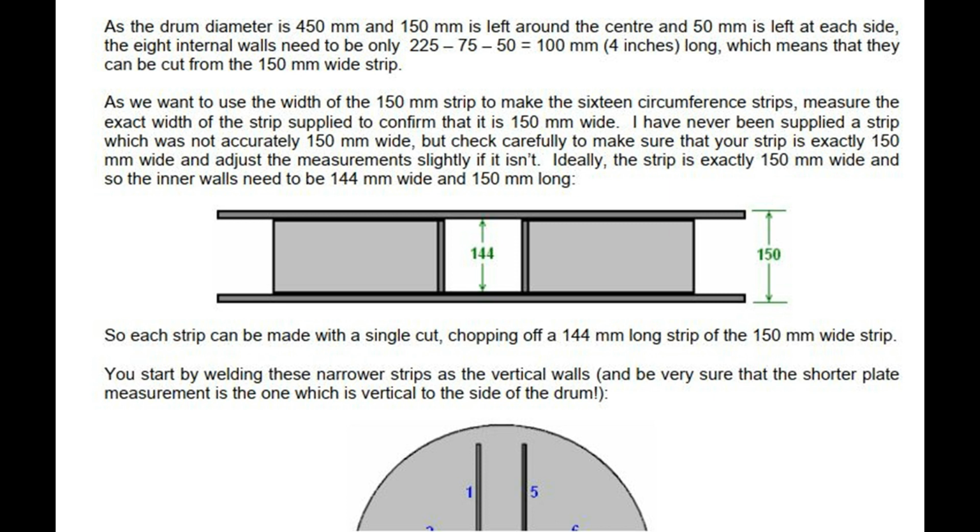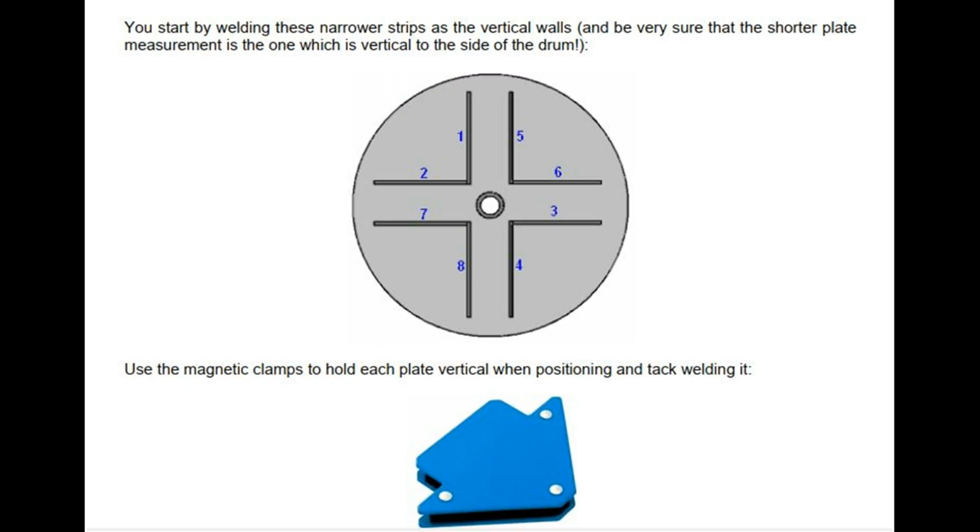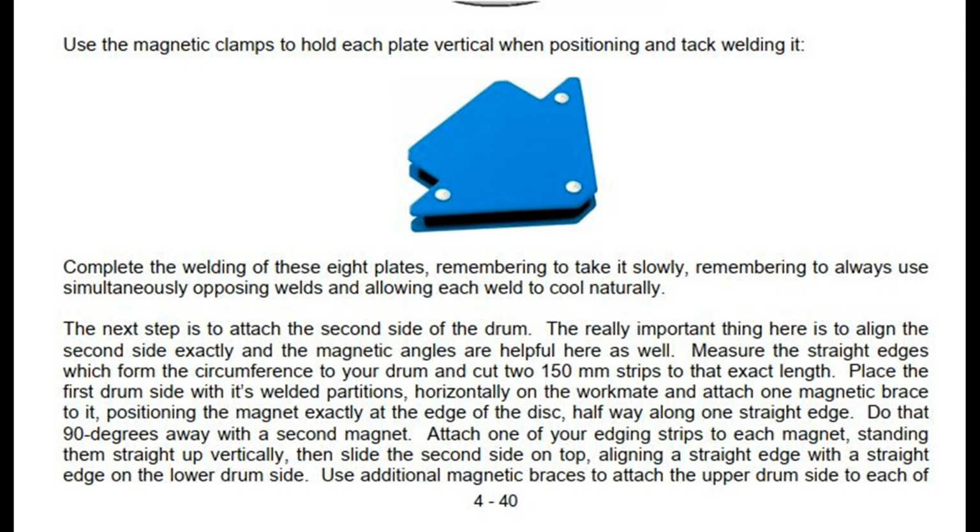So each strip can be made with a single cut, chopping off a 144 mm long strip of the 150 mm wide strip. You start by welding these narrower strips as the vertical walls, and be very sure that the shorter plate measurement is the one which is vertical to the side of the drum. Use the magnetic clamps to hold each plate vertical when positioning and tack welding it. Complete the welding of these 8 plates, remembering to take it slowly, remembering to always use simultaneously opposing welds and allowing each weld to cool naturally.